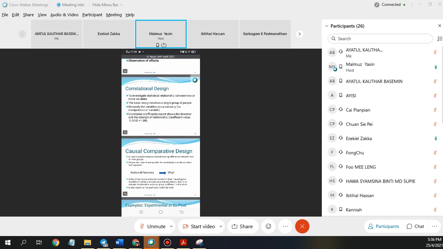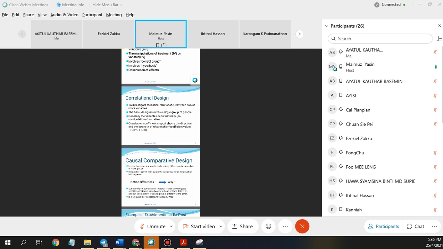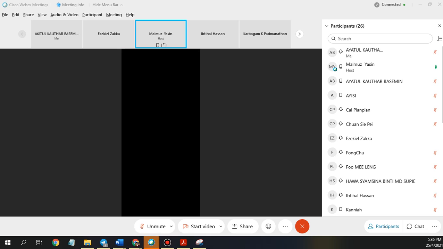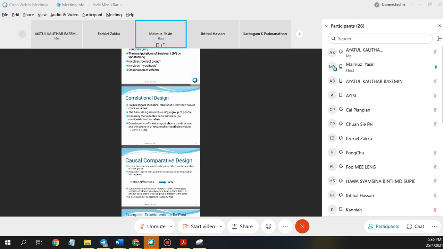It doesn't mean that one variable affects the other variable. It's not that way. It's just to see the correlation, whether it is a significant correlation or not, whether it is a positive correlation or a negative correlation. So if motivation increases and performance increases, then it is a positive correlation. If motivation increases but performance decreases, it's a negative correlation, signified by negative values. If positive, signified by positive values.